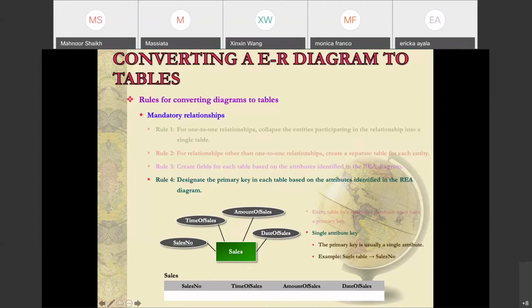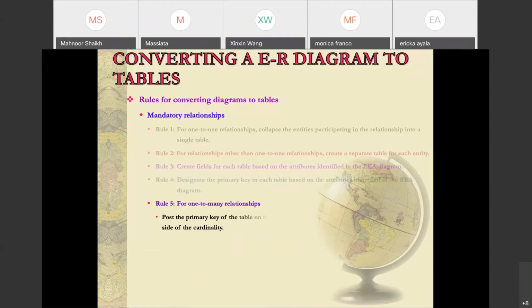So single attribute key, right? The primary key is usually a single attribute, but there are also sometimes which is not. There are two primary keys, or maybe more. So rule number 5, for one-to-many relationship. The wording is not very easy to understand. I will read it out loud to you, but we can use the visualization. I have the slides after to help you understand what this means.